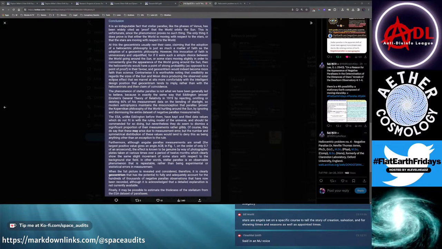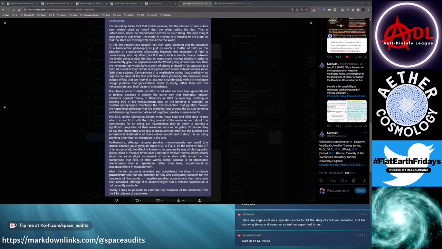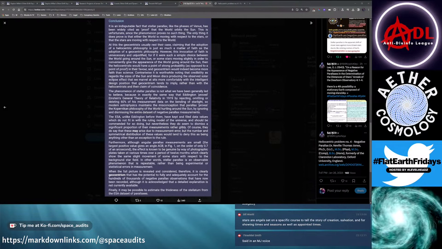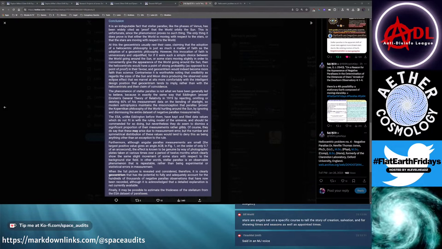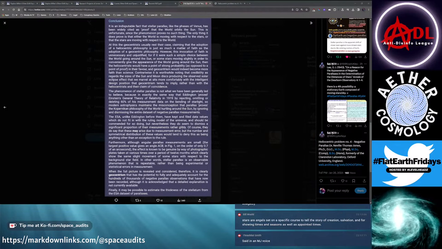However, this invocation of faith is unnecessary and unjustified, for if it were such a simple choice between the world going around the sun or some stars moving slightly in order to conveniently give the appearance of the world going around the sun, then the heliocentrists would have a point of strong probability in their favor, and geocentrism would indeed become more faith than science.